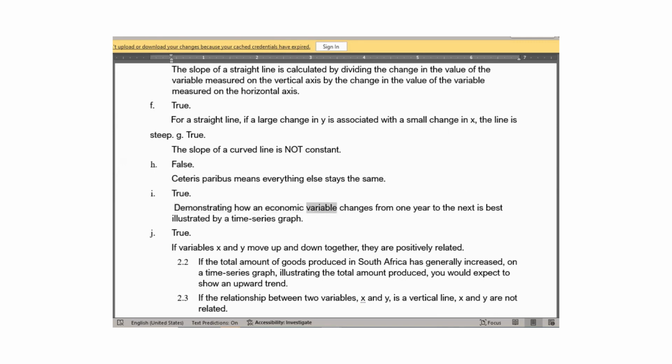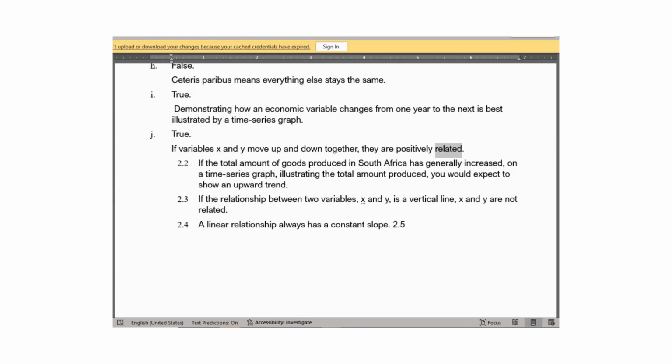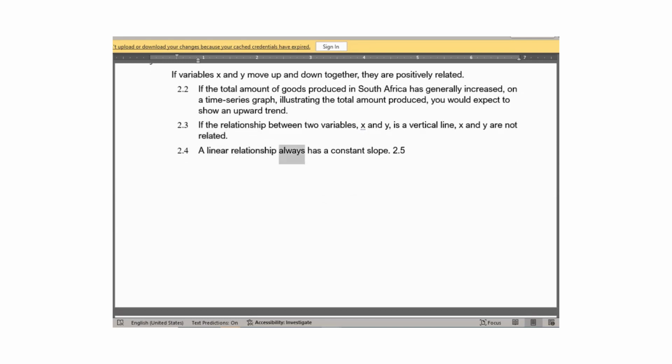Demonstrating how an economic variable changes from one year to the next is best illustrated by a time series graph. True. If variables x and y move up and down together, they are positively related. If the total amount of goods produced in South Africa has generally increased, on a time series graph illustrating the total amount produced, you would expect to show an upward trend. If the relationship between two variables, x and y, is a vertical line, x and y are not related. A linear relationship always has a constant slope.